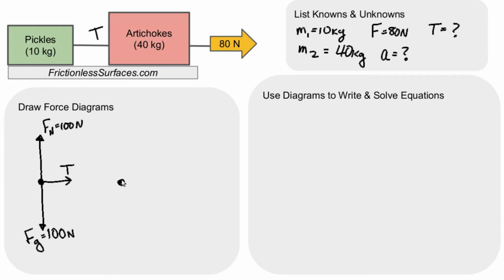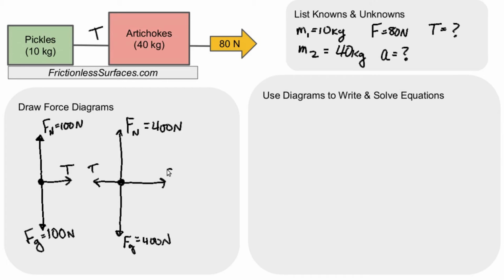Now, to our red box, the artichokes, I know that same tension is pulling to the left on the artichokes. We also have the weight, the Earth pulling on this box. How hard does it pull? Well, it's the mass of 40 times 10, so 400 newtons. There's a lot of artichoke. Going up, we have a normal force on this box as well. How big is it? We know it's 400 newtons because it's supported by a table. And pulling to the right, we have 80 newtons of applied force.